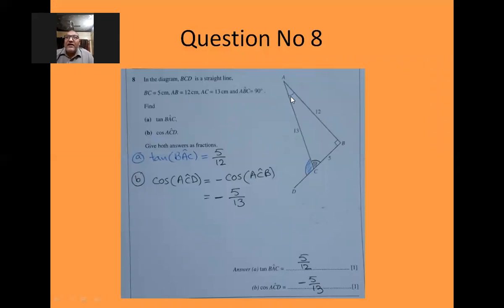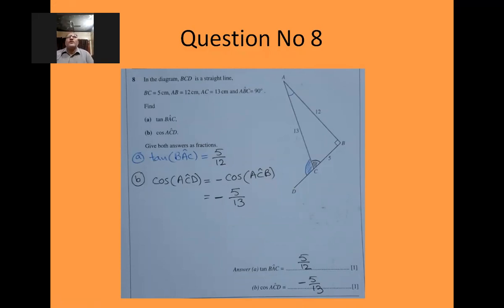When I use this angle, it's a right angle triangle, so the tan BAC will be perpendicular by base. That will be 5 by 12. When I want to find the cos of the ACD, I will find the cos of the ACB, and the answer for the cos of ACD will be the same, but with a negative sign. Here you can see I've written that cos ACD equals minus cos ACB. When I use this angle, this will be my base and this will be my hypotenuse. So base by hypotenuse, that's cos. So it will be 5 by 13 with a negative sign.